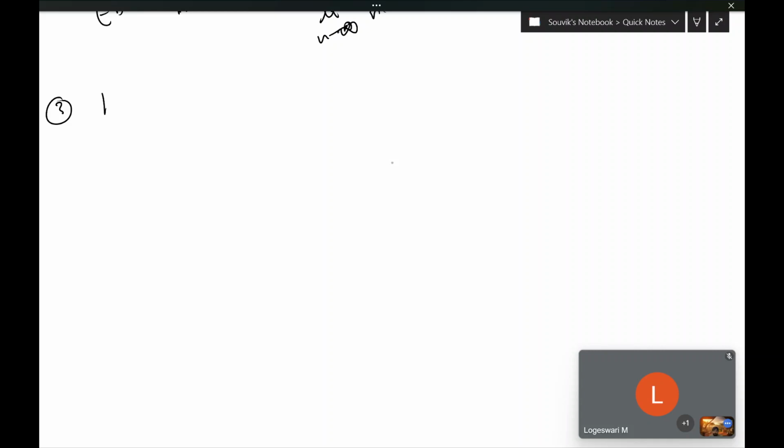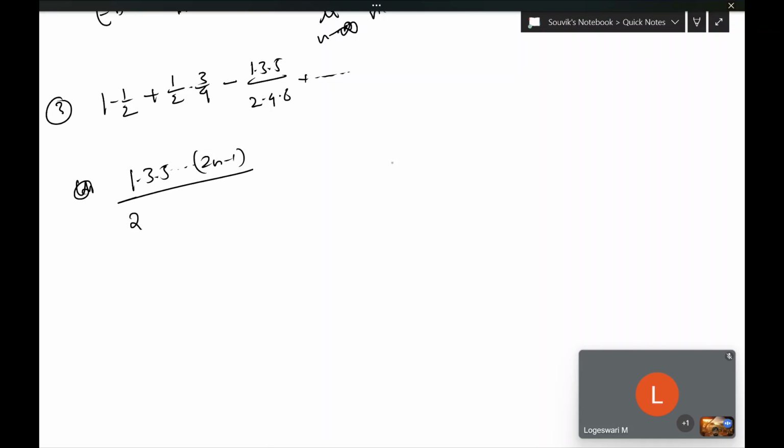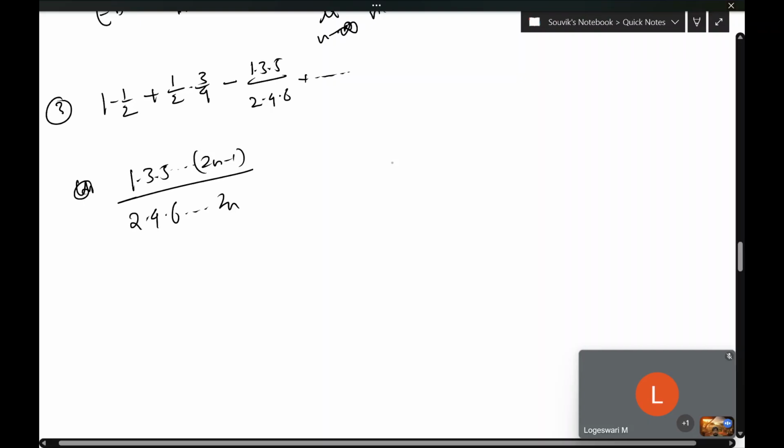Now consider the series 1 minus 1/2 plus and so on. What is the nth term? The nth term is 1 times 3 times 5 up to 2n minus 1, divided by 2 times 4 times 6 up to 2n. This is nothing but u_n.